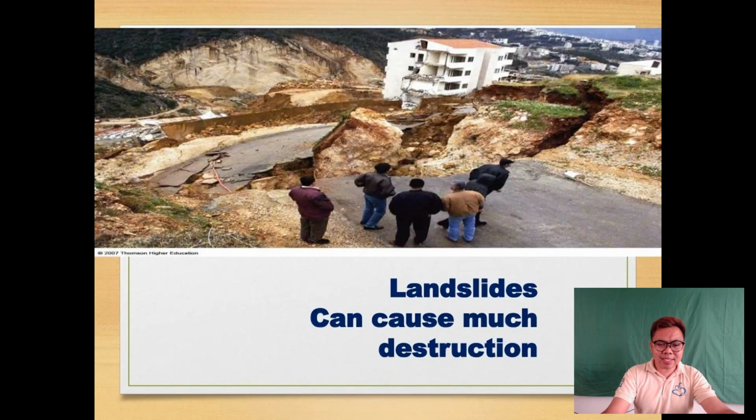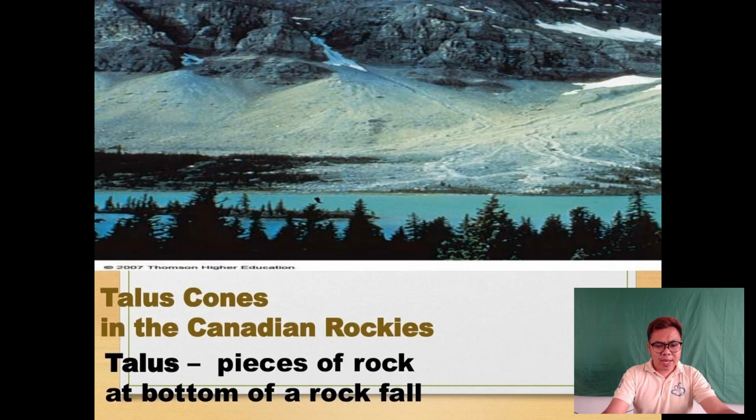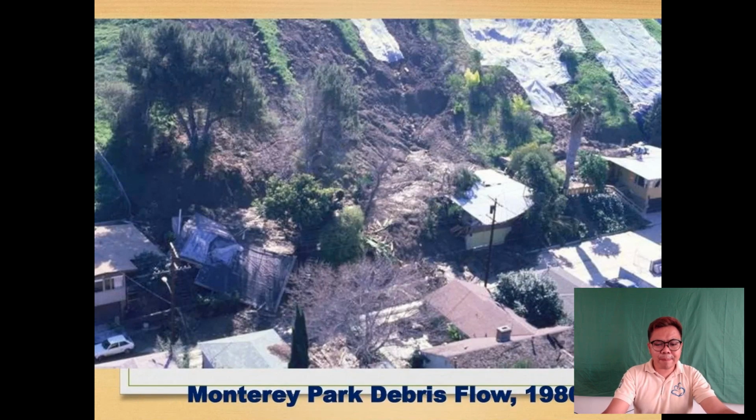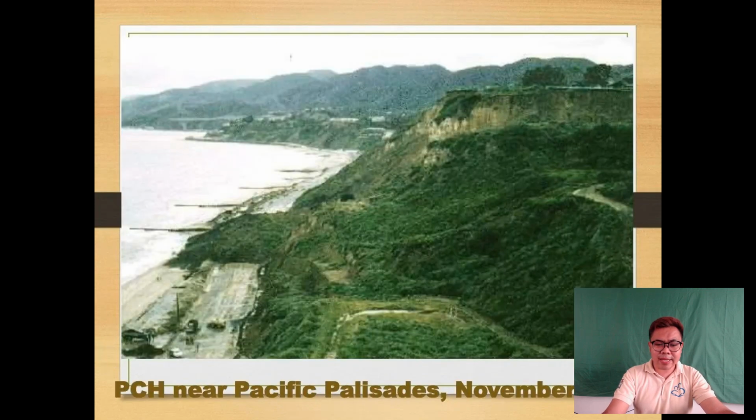Ito naman, landslide can cause much destruction, of course. Ito sa talus cones in the Canadian Rockies, yung talus na yan, pieces of rocks at bottom of a rock fall. Ito naman sa La Conchita landslide. Ayan, landslide talaga yan, mudslide dyan. Monterey Park debris flow, tingnan na po, it's natural hindi talaga yan mapipigilan. PCH near Pacific Palisades, yan. Yan po isang halimbawa din ng weathering natin.